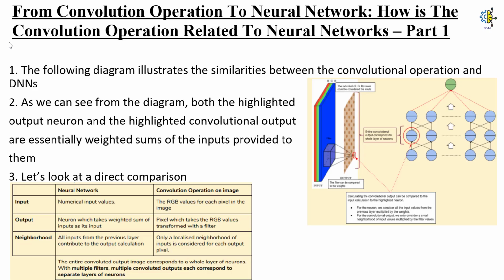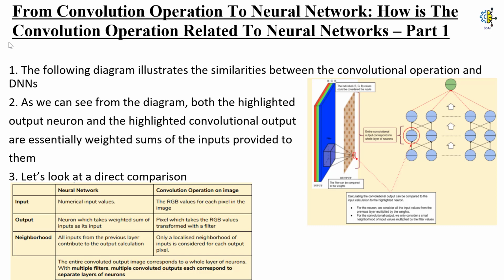Let's start. From Convolution Operation to Neural Network. How is the convolution operation related to neural networks? Part 1. The following diagram illustrates the similarities between the convolutional operation and DNNs. As we can see from the diagram, both the highlighted output neuron and the highlighted convolutional output are essentially weighted sums of the inputs provided to them.